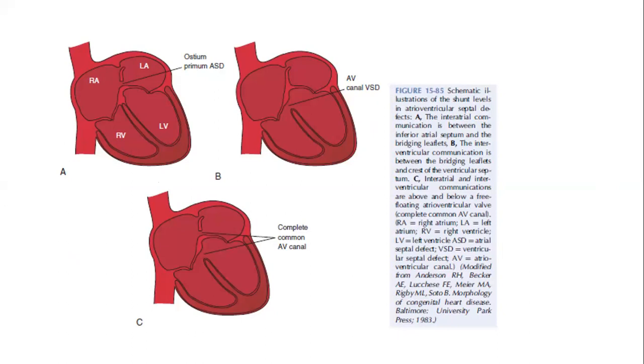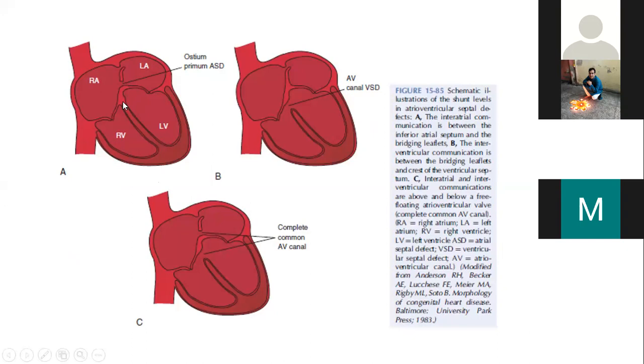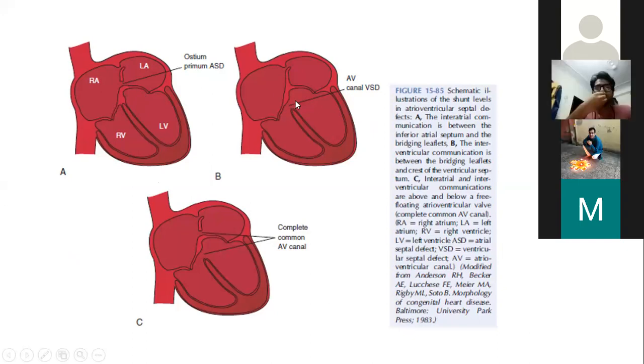So it can be a simple, only ostium primum type of ASD in which the ventricular septum is intact with a common AV valve, or it can be a simple, only AV canal VSD, or it can be mixed, with both ostium primum ASD and also a VSD. So the AV valve ring will be floating between the two septa. This is called a complete AV canal defect.